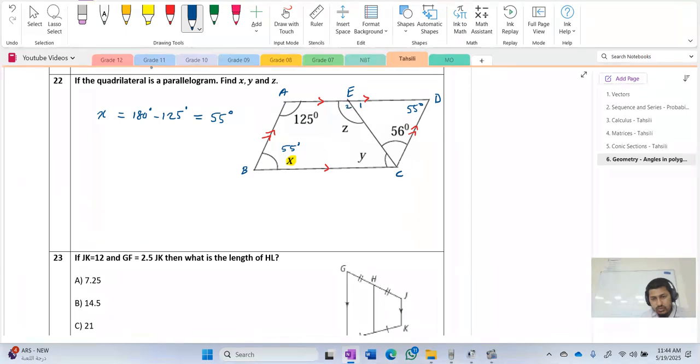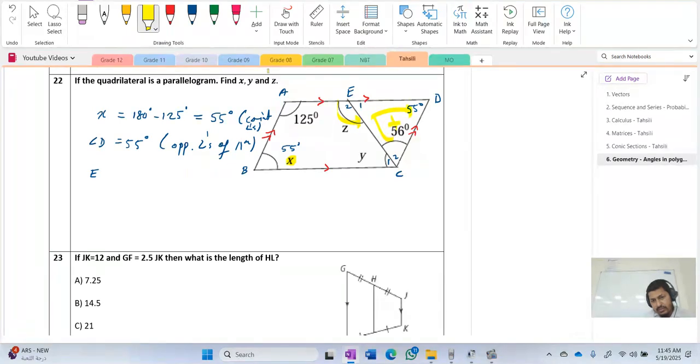Angle E2 is the exterior angle of the triangle. The exterior angle of a triangle is the sum of the interior opposite angles. So if you sum up 55 and 56, you will get angle Z. What is angle Z? 56 plus 55, that's 111. This is because it's the exterior angle of the triangle. And then Y is equal to angle E1.